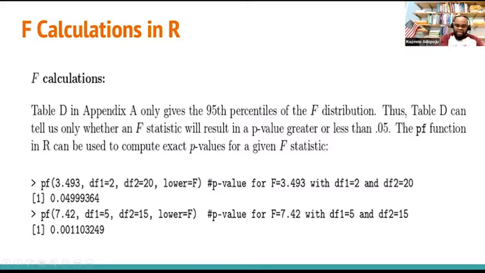Now take a look at this. When the test statistic value is 7.42 and you have different degrees of freedom, the p-value you're going to have will be different from that. So take note of that.